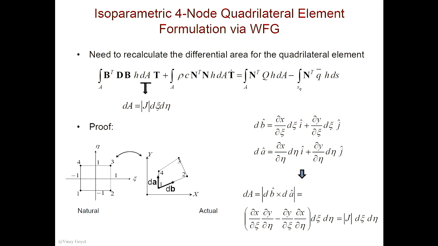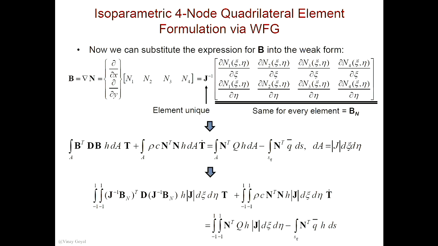Any questions? We're getting close. Because I'm there already. Just showing you. Okay, so for B bold, I'm going to replace it with J inverse, and I'm going to call this B bold N. I'm doing that so I don't have to type all that into my matrix and it doesn't fit in PowerPoint. Again, B bold needed to be calculated, and in a way that I could not do it before, but now I can. It's J inverse, which is element unique, times this, which is the same. This B bold N is the same for every single element.